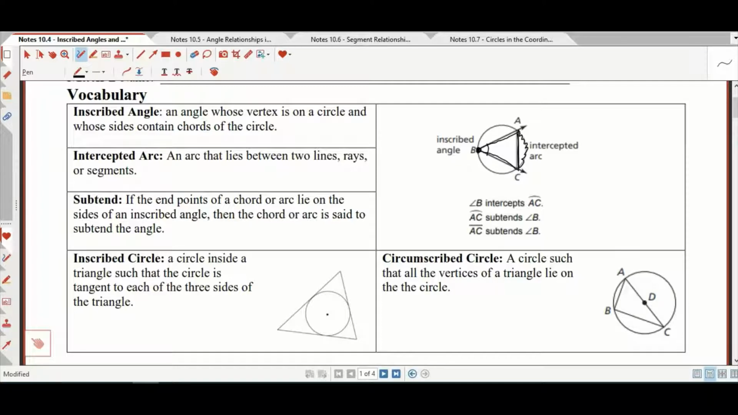An inscribed circle is a circle inside of a figure, in a particular one, a triangle. So the circle is tangent to the three sides of the triangle. Technically, the three sides of the triangle are tangent to the circle, but that's okay. And a circumscribed circle is a circle such that all the vertices of a triangle lie on the circle.